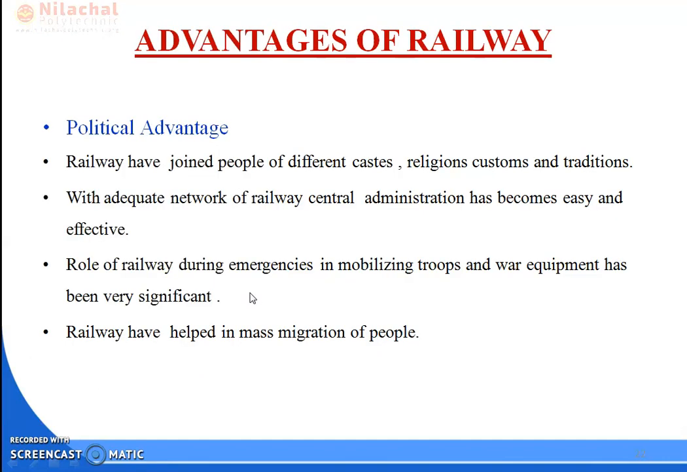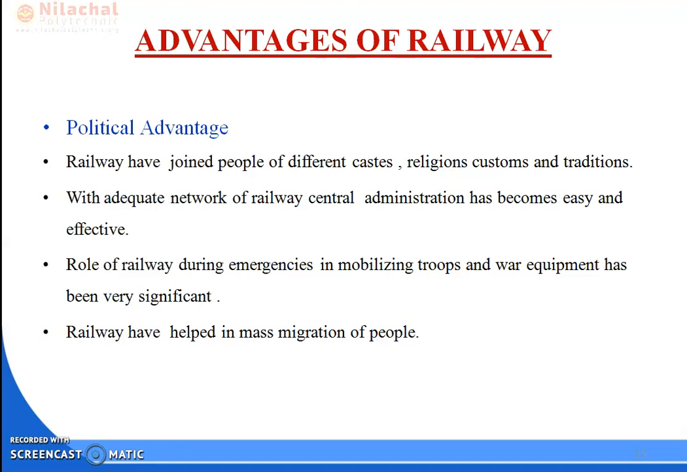So next, come to the slide on the advantages of railway. Whenever we are studying railway, if there were no benefits or suitability for us, why should we use or prefer railway? So there are three advantages. One is political advantages, another one is economic advantages, and third one is social advantages. Okay, so one by one we will discuss.